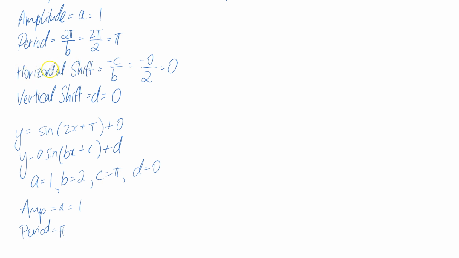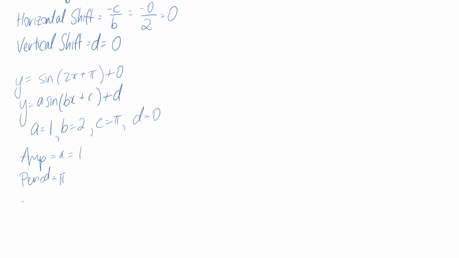This is where we get the change though. The horizontal shift is equal to negative c on b, and in our case, c is pi. So we've got a shift of negative pi on 2 falling out. And of course the vertical shift didn't change because our d value didn't change, so we don't need to consider that still.